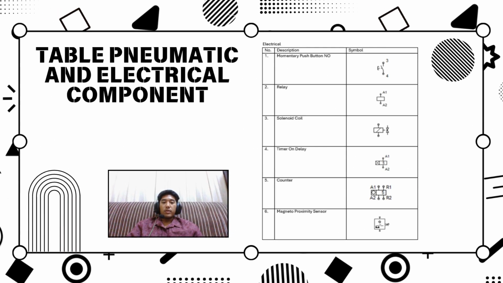Alright, and then these are the electrical components. Firstly, the momentary push button normally open. The second one is relay. The third one is solenoid coil. Next is the timer on relay and also a counter. And the last one is the magnetic proximity sensor.